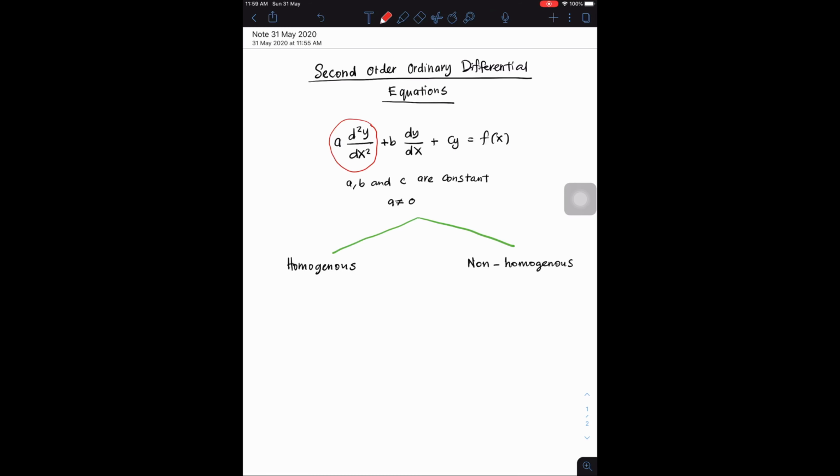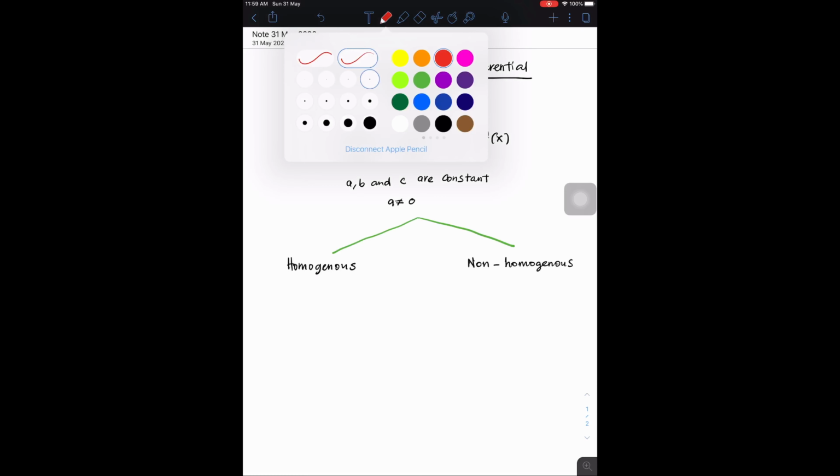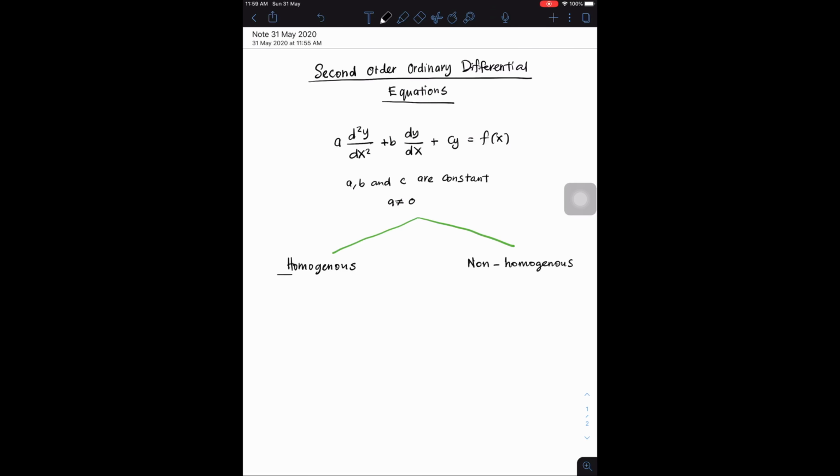That makes our differential equation become a first order differential equation. That's why a cannot be equal to 0. Our second order ordinary differential equations can be divided into two types: homogeneous and non-homogeneous differential equations, where a homogeneous differential equation is when our f(x) is equal to 0, while a non-homogeneous second order ordinary differential equation happens when our f(x) is not equal to 0.